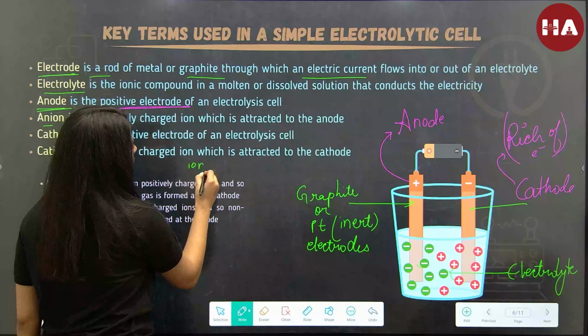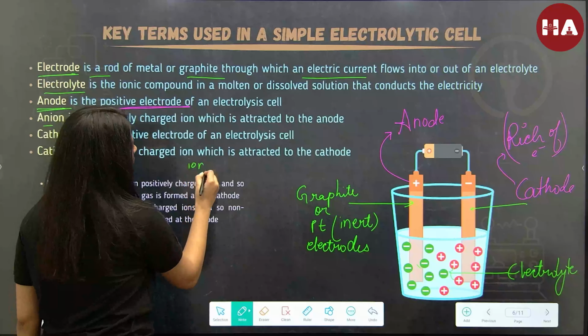Okay. Then next, cathode is a negatively charged or negative electrode. We have already written there, of an electrolysis. Cation is positively charged and is attracted to the cathode. Okay, remember that opposite electrodes will attract opposite charge. Like if there is a positive electrode, it will attract negative charge. Okay, if there is a negative electrode, it will attract positively charged ions, right?